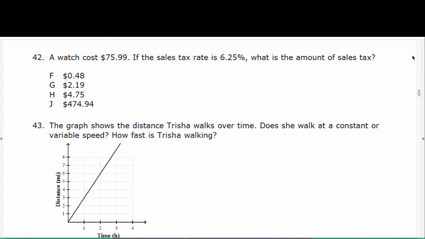Question 42. A watch cost $75.99. If the sales tax rate is 6.25%, what is the amount of sales tax? F. 48 cents. G. $2.19. H. $4.75. J. $474.94.